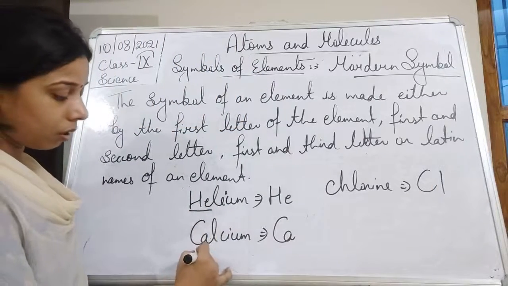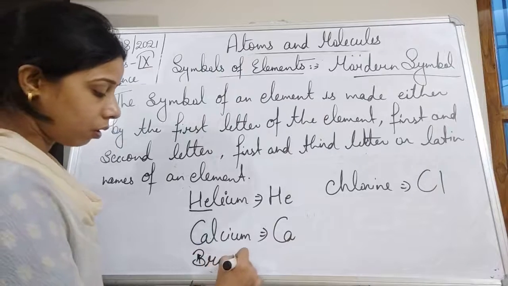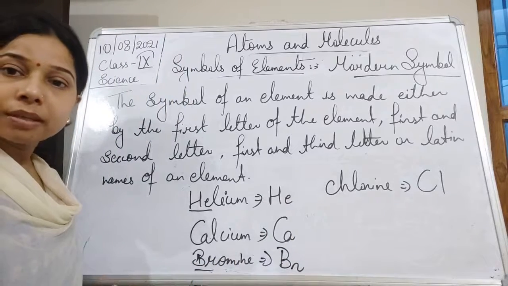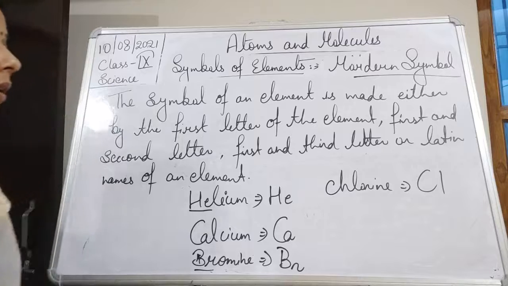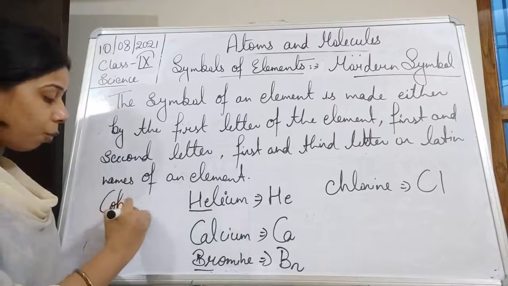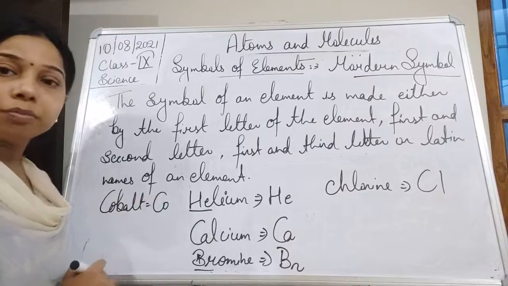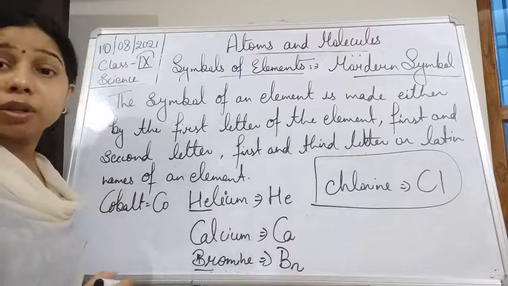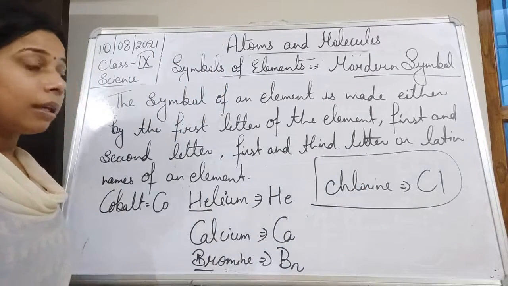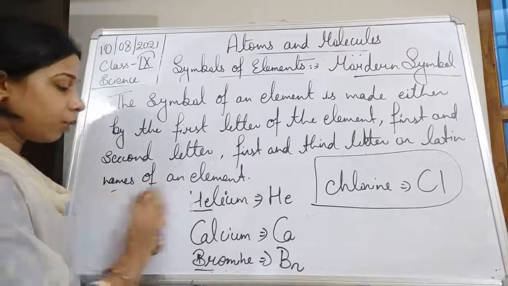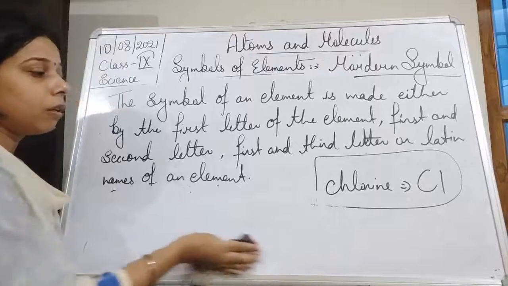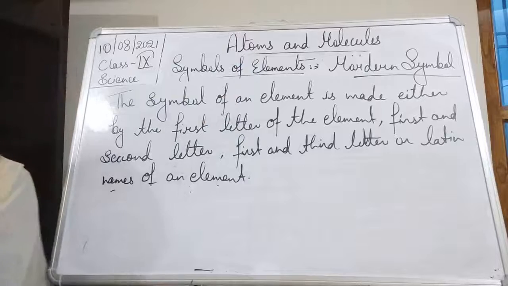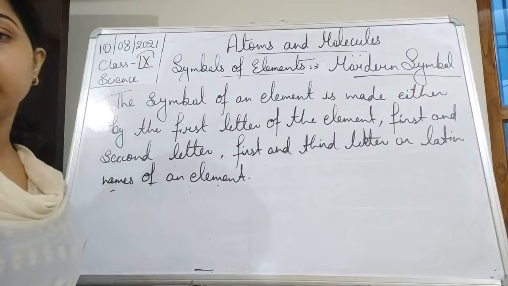Bromine comes into this category in which the formula is Br, taking the first and the second letter. Here are more examples, like cobalt. Co is cobalt. This is the example of the first and third letter. So these are the examples in which we have taken the first letter, first and second letter, or first and third letter. We can also use the Latin name.